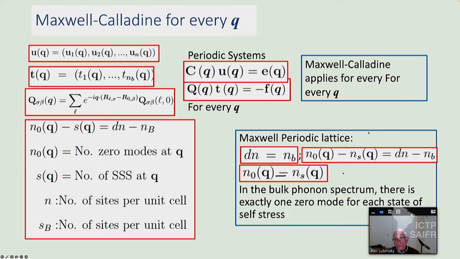Now, okay, so let's look at the Maxwell periodic lattice now. By construction, the lattice has dn equal to nb. So n0 of q minus ns of q has to equal dn minus nb for every q. So that means that, since we have dn minus nb equal to 0, the number of 0 modes at wave number q has to equal the number of states of self-stress at wave number q. And that really is a strong constraint that tells us a lot about what kind of phonon structures we can have in the lattices. So you can see now if I have the null space, well, okay, I think it should be clear what we've done there.